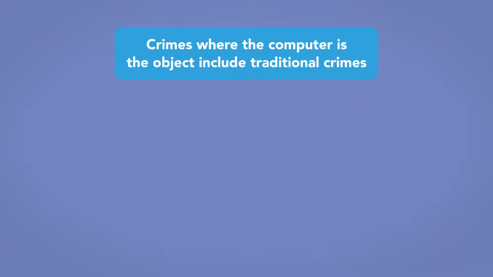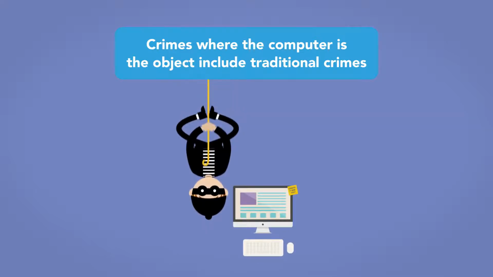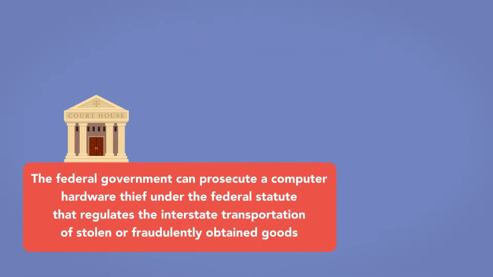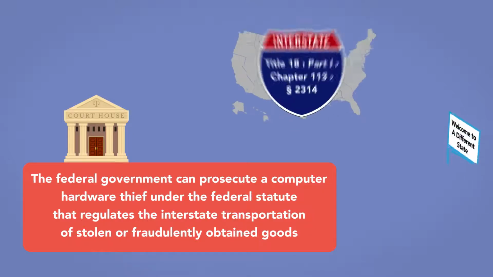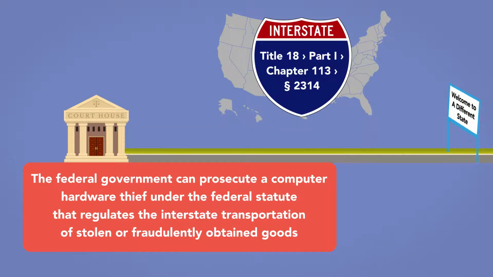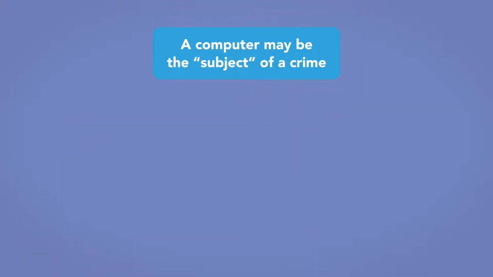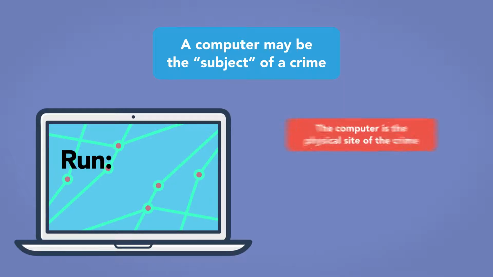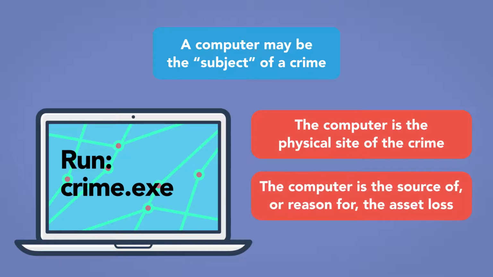Crimes where the computer is the object include traditional crimes, such as the theft of computer hardware or software. The federal government can prosecute a computer hardware thief under the federal statute that regulates the interstate transportation of stolen or fraudulently obtained goods. Second, a computer may be the subject of a crime, which means the computer is the physical site of the crime or source of or reason for the asset loss.